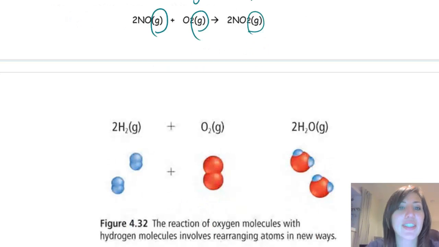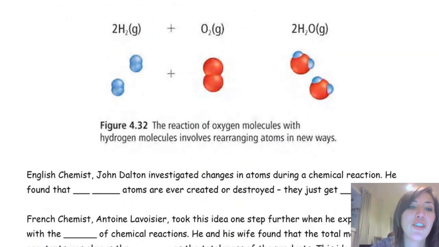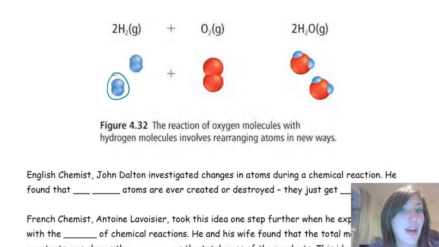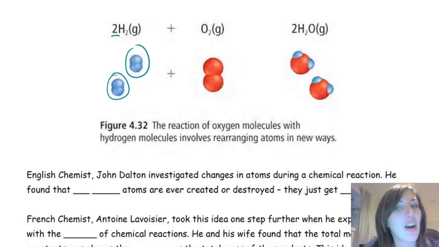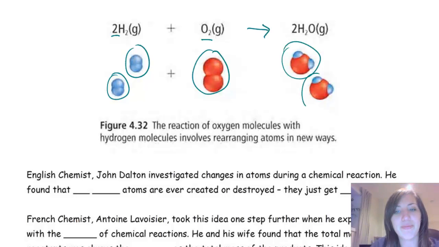All right, here's another example. Here we see two hydrogen molecules. Here's one hydrogen molecule. Here's the second to make two hydrogen molecules. One oxygen molecule. Here's the one oxygen molecule. And that yields two water molecules, 1, 2.